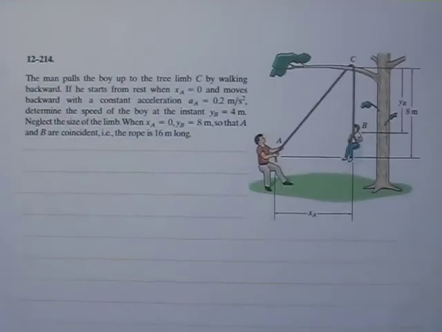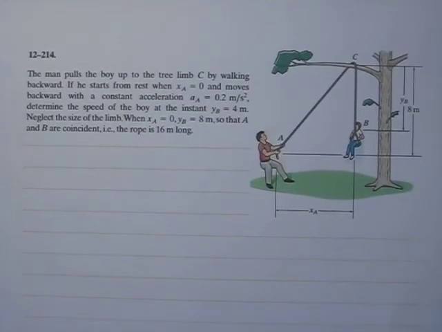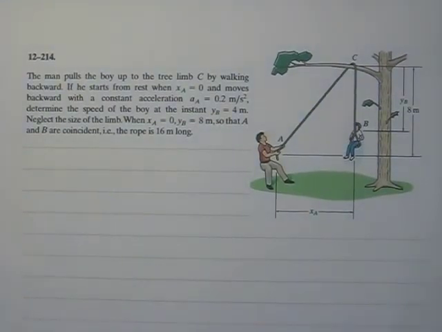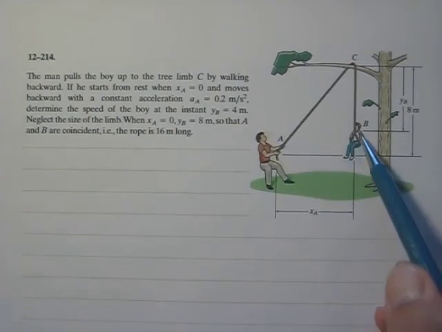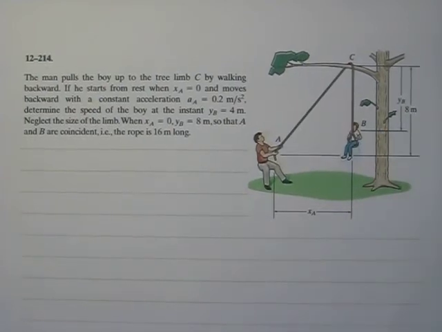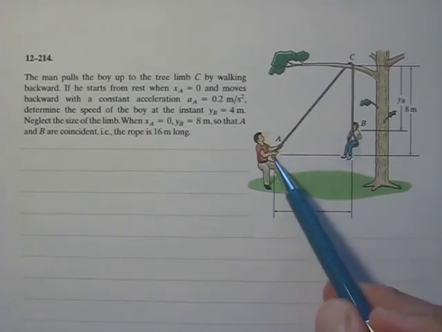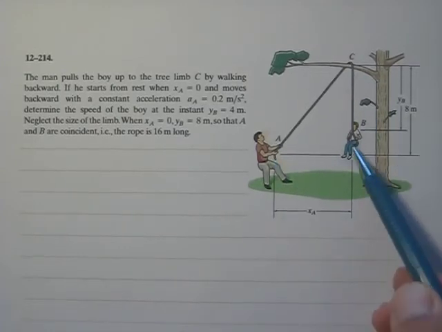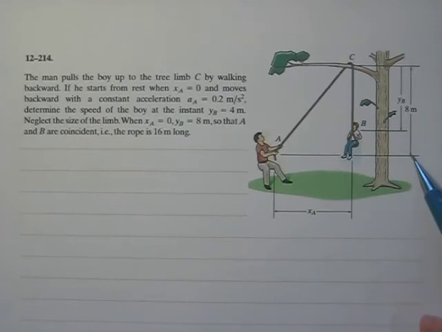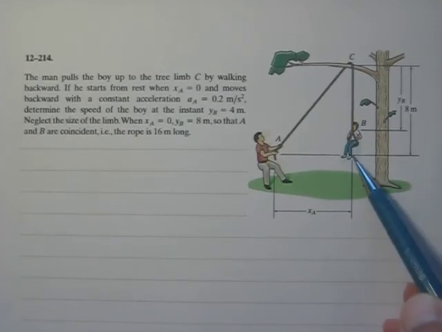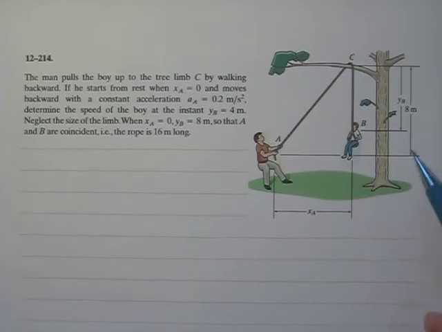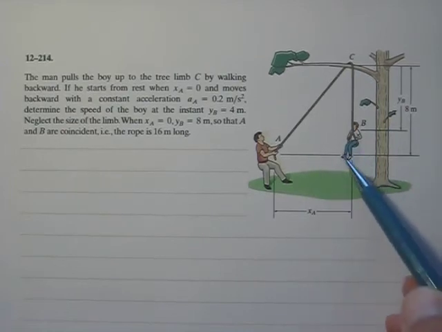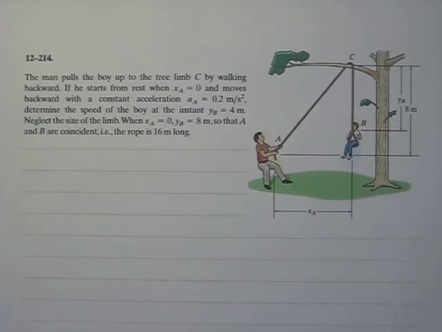So here is this guy pulling up the boy with the rope hung over the tree limb. And the way this is starting is that the man starts from here and the boy starts from here, such that if the distance between the starting position of the boy and the top of the limb is 8 meters, so the rope in the starting position would go up 8 and down 8. So the beginning length of the rope is 16 meters.